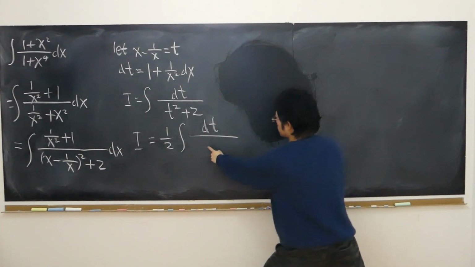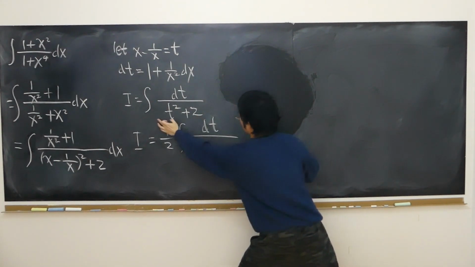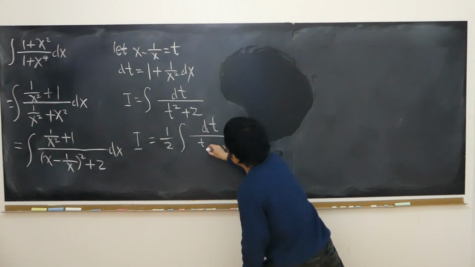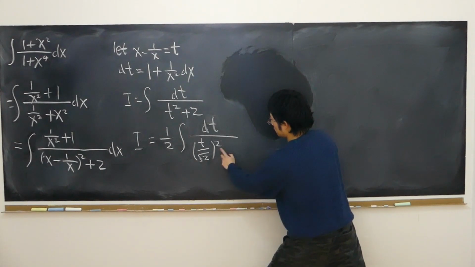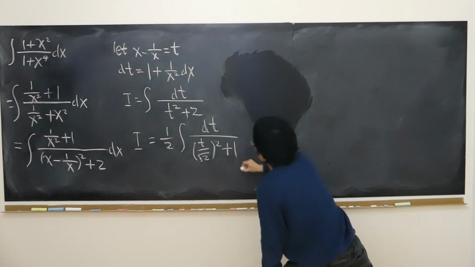Then I have t squared over 2, because if I factor 2 out of here, I also have to divide t squared by 2. Then I can rewrite it as t over square root of 2, quantity squared. If I square everything, it becomes 2 at the bottom, t squared at the top, still the same thing. Plus 1, dt.